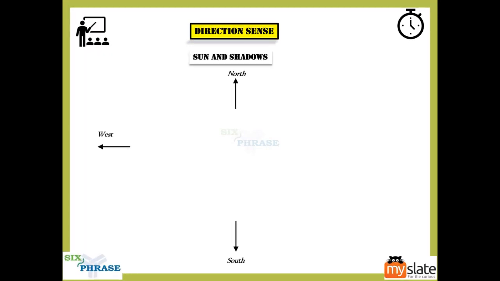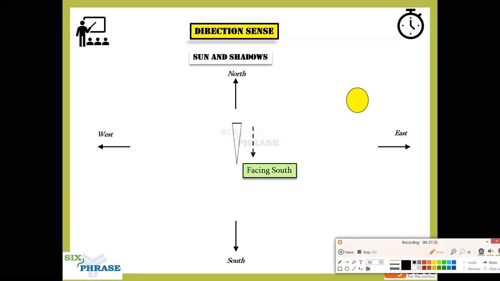These are basic directions, guys. Now the object is facing south. Now where is the sun? The sun is rising, guys. On the east direction it rises. So this is the east direction, and in this direction the sun will rise.